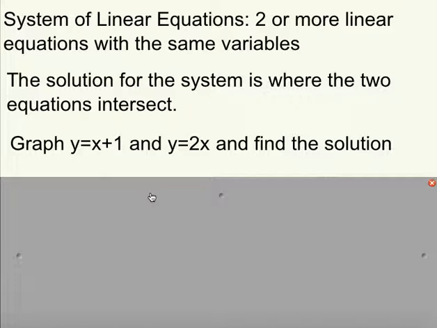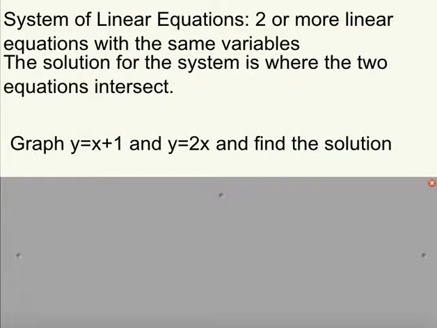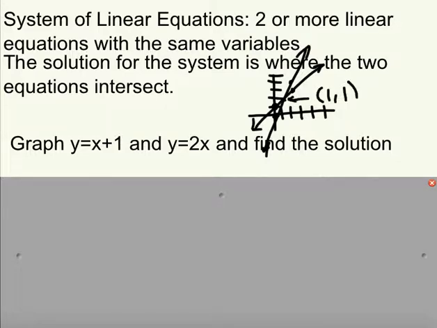If I were to do just a really quick graph right here, let me just make some space. If we had y equals x plus 1, that would have a y-intercept of 1 and a slope of 1. So up 1 over 1, up 1 over 1, and we have our line. Or y equals 2x, which has a y-intercept of 0, so up 2 over 1, up 2 over 1, and we have this line, which means they intersect right here.